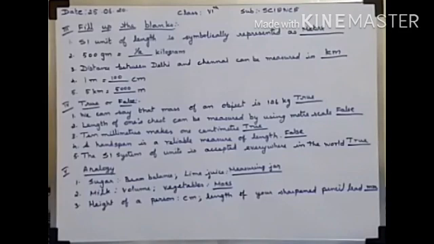Last one, analogy. Sugar. To measure sugar, we use beam balance. For lime juice, we use measuring jar. Second one, milk is used for volume. To find out the volume of milk, we use liter. So, for milk, volume. But for vegetables, we use mass. Third one, height of a person. We measure in centimeter. So, the length of your sharpened pencil lead, the tip of a pencil, we cannot measure in meter. We have to use only millimeter.